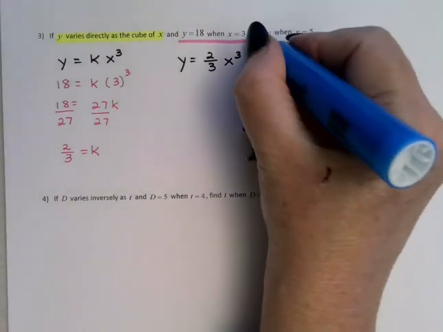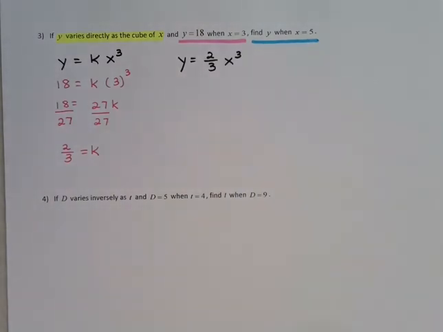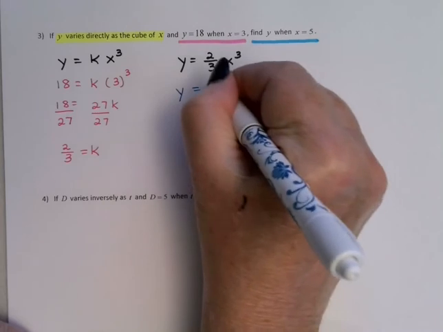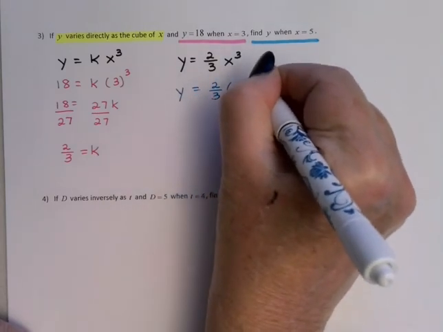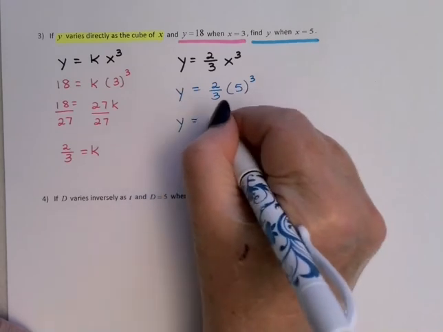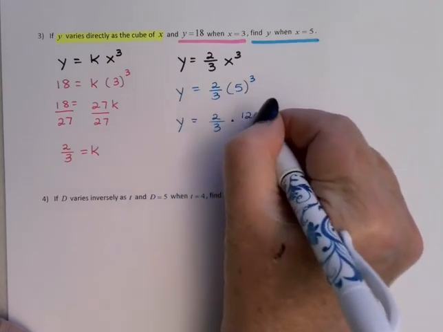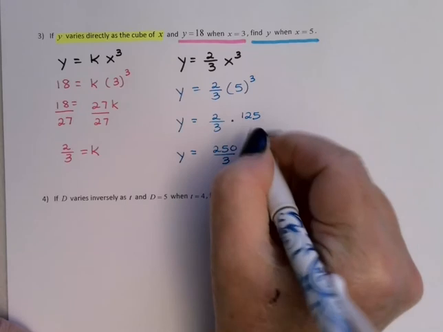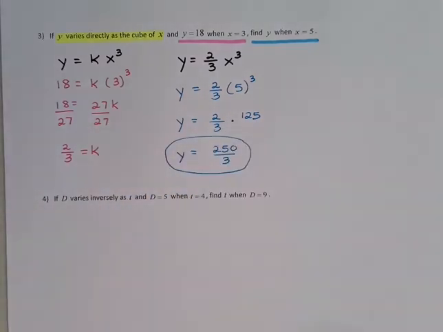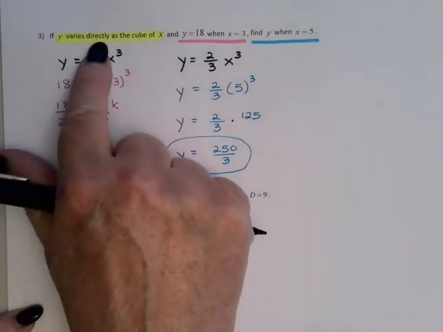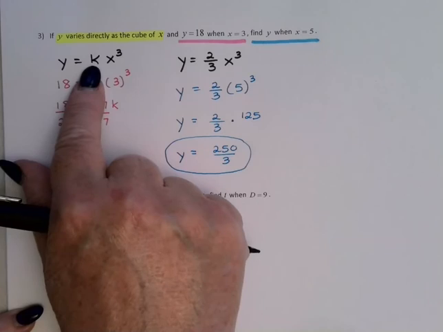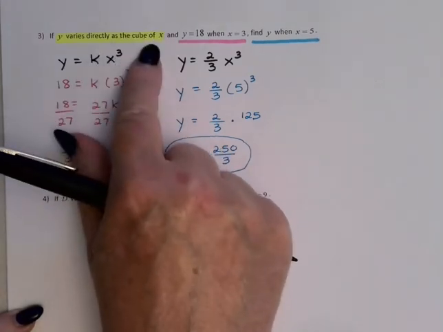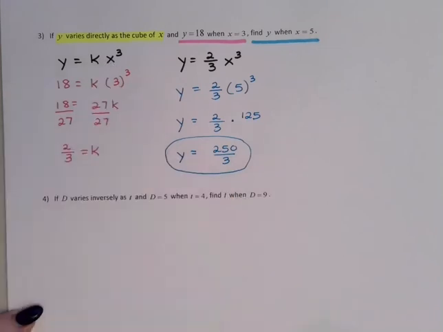And finally, to answer my question, find y when x equals 5. I'll plug in my 5 for x. Let's see, that would be 2/3 times 125. And that's just going to be 250 over 3. I don't think, other than going to an approximate decimal, I can get any closer than that. All right, so there are several direct variation examples. But what I really want to point out to you here is the importance of reading. When you have that direct variation, y is equal to a constant times something, make sure you read really carefully to see what you're multiplying by. It's not always just an x here.